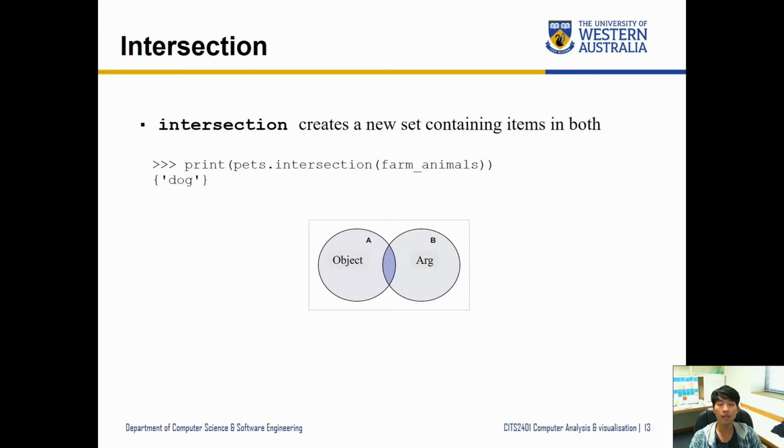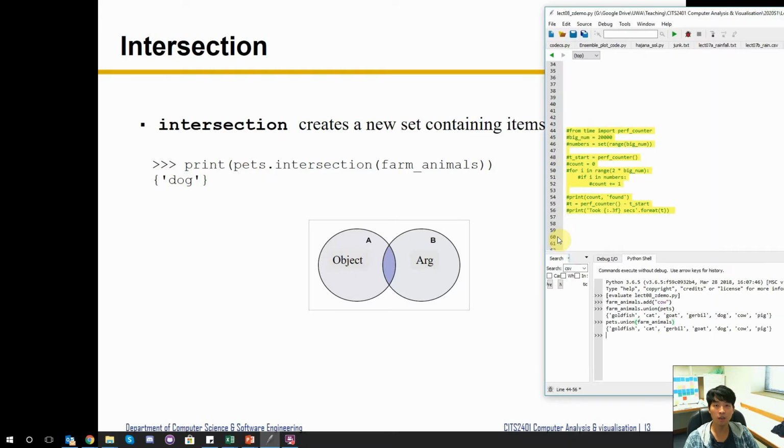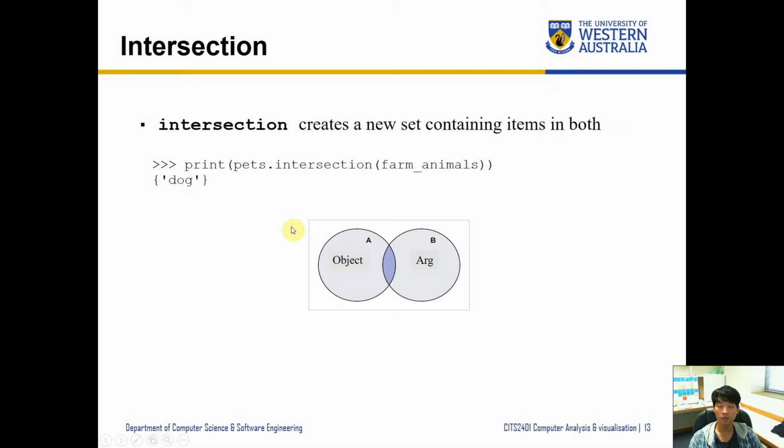Okay. Intersection, same thing. However, now we're looking for animals that belong to both sets. So we could do not union, but intersection. You have to write out the full letters. Okay, and in this case, dog belongs to both farm animals and pets as well. So hopefully that's quite straightforward.